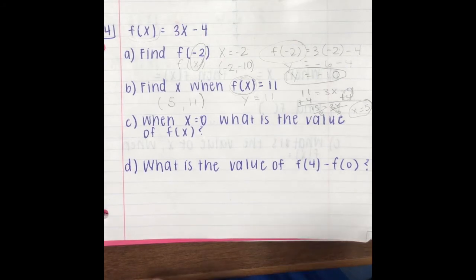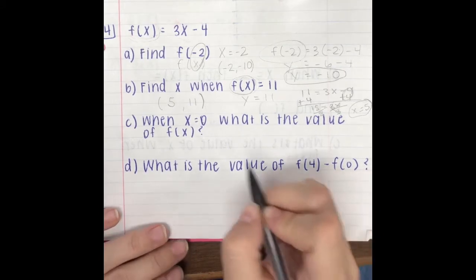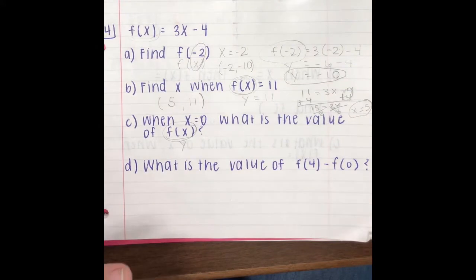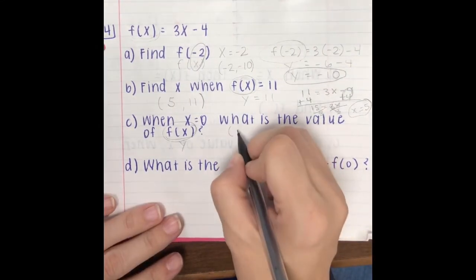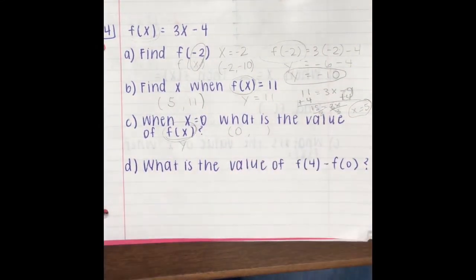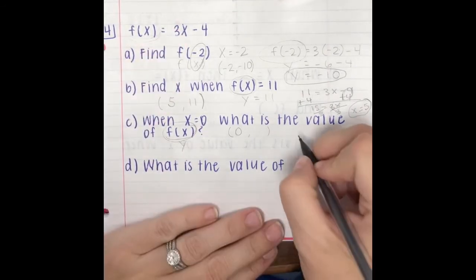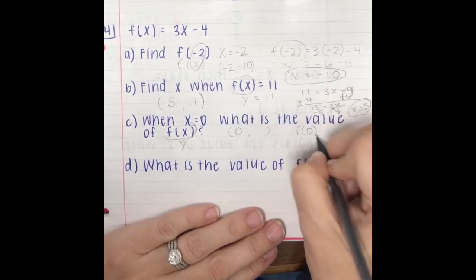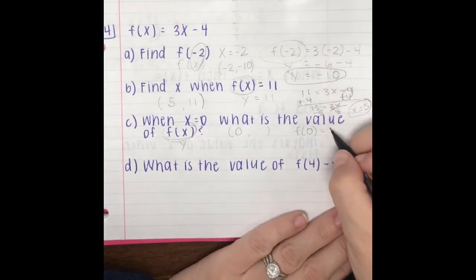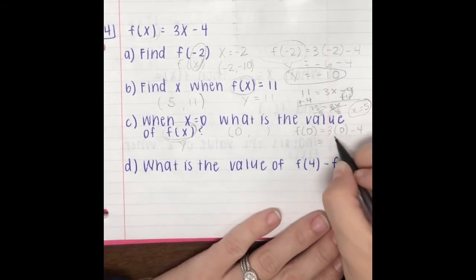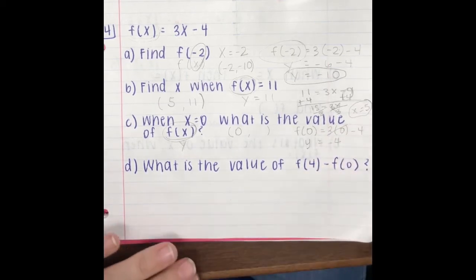Okay. Next one, when x equals 0, what is the value of f of x? Once again, what is my y? Okay, so it's kind of like the first one. It gives us the x value is 0. What is our y value? So we're going to take our equation and plug zeros in for x. So f of 0, or y, when x is 0, equals 3 times 0 minus 4. Well, 3 times 0 is just 0, so our y value is negative 4.